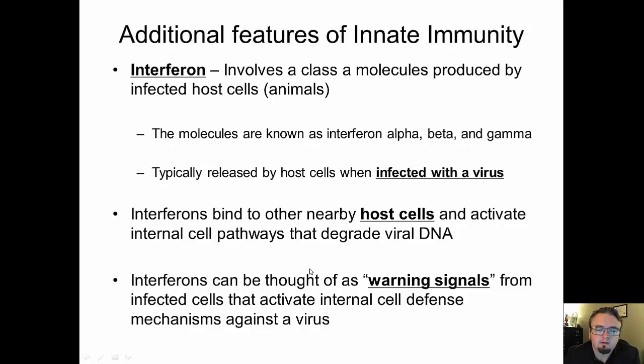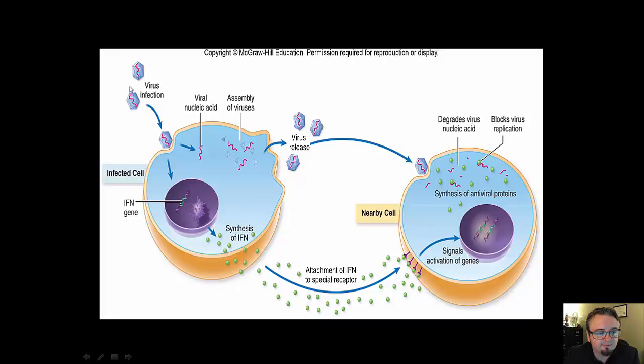You've got a small number of incidences that lead to a warning to everybody else to be on alert, and that makes it much more difficult for, in this case, the virus to be effective at continuing to infect. So it looks kind of like this. The virus comes in, this first cell is infected, but what it does is trigger a synthesis of this interferon chemical.